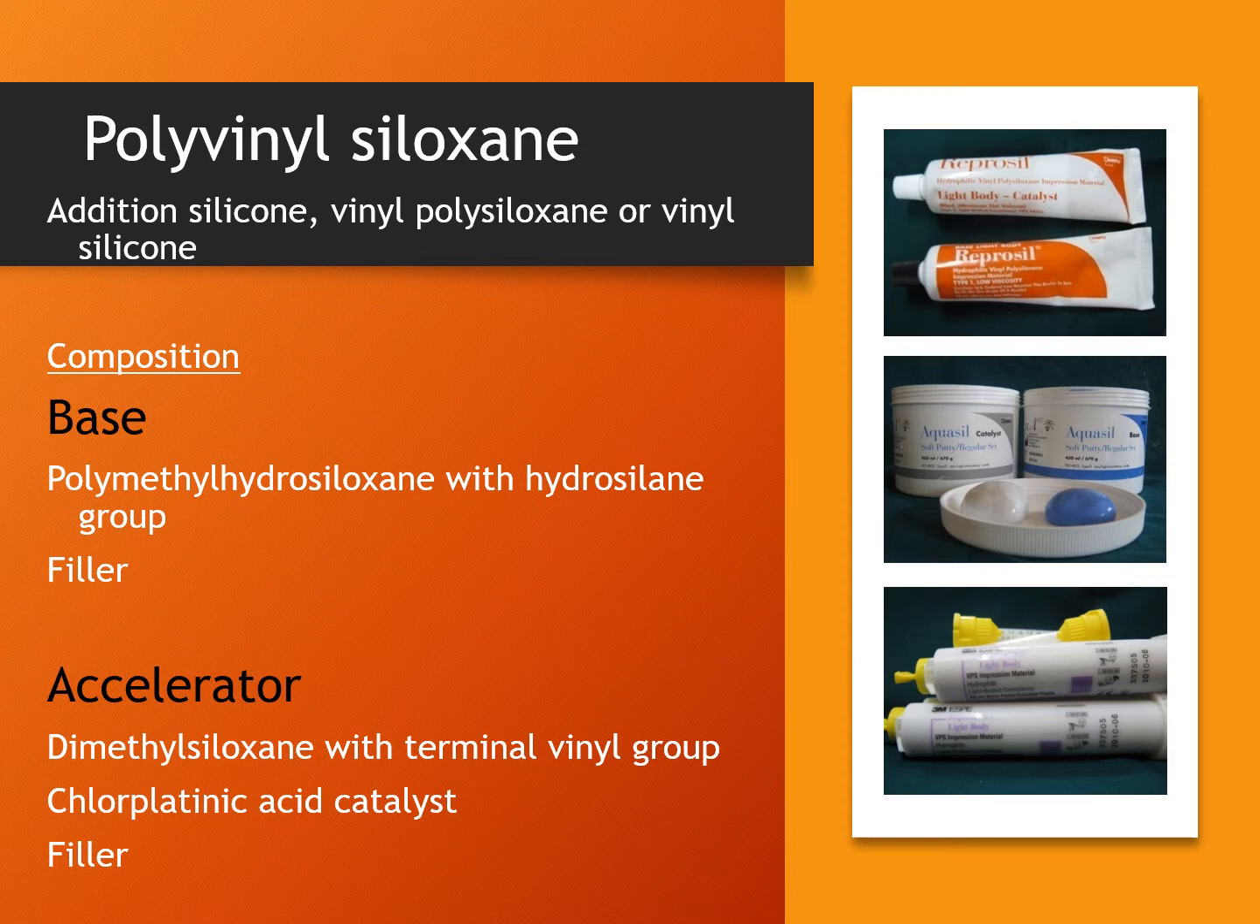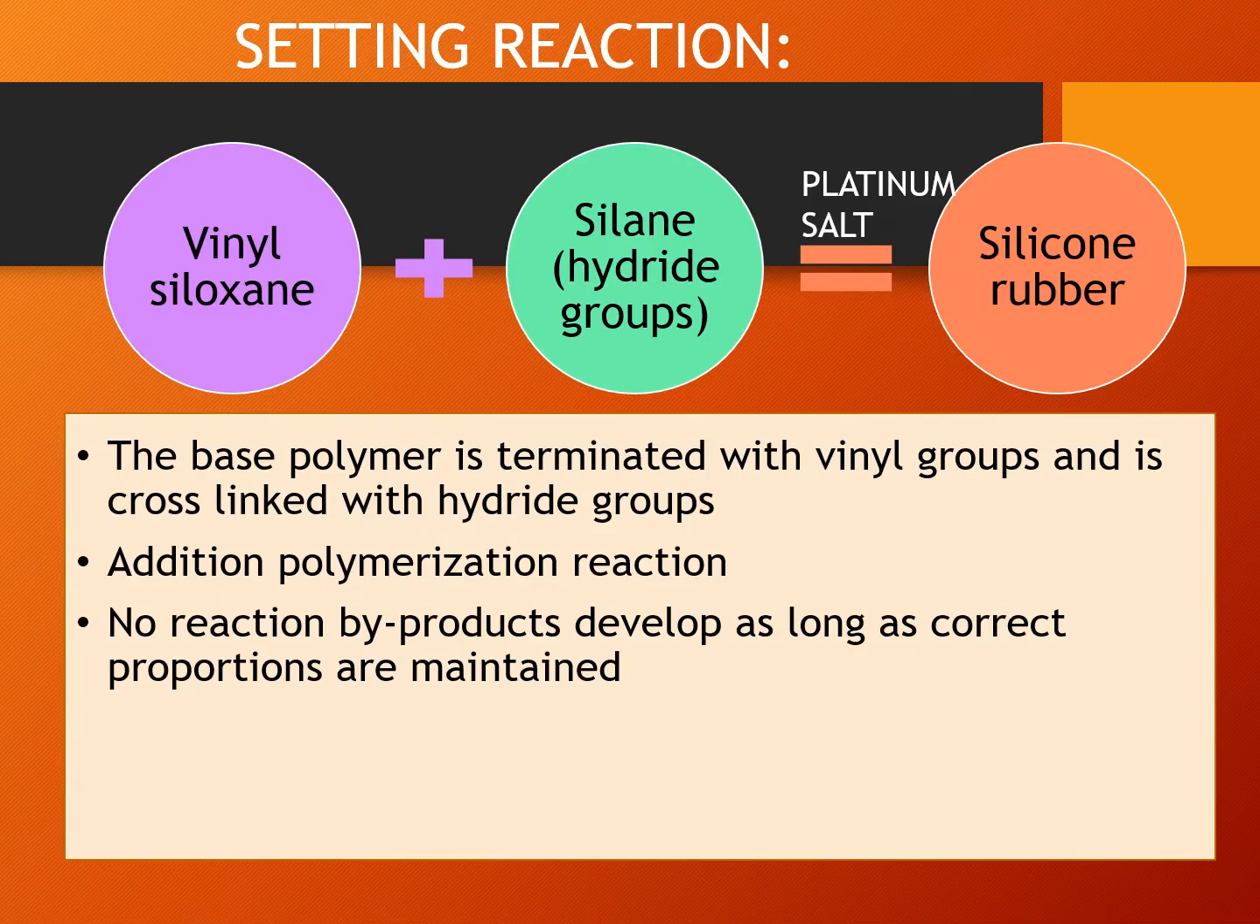So addition silicone is similar in many aspects to condensation silicone, except that it has much greater dimensional stability, almost similar to polyether. Coming to the setting reaction, here the vinyl groups of the base polymer are cross-linked with the hydride groups, resulting in the silicone addition polymer. So this is an addition polymerization reaction, and here there are no byproducts as long as correct proportions are maintained.